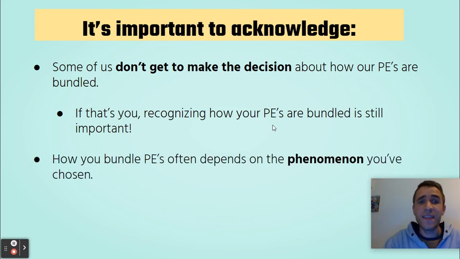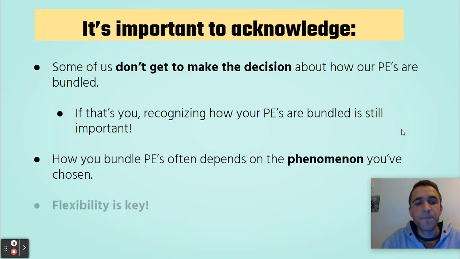Also important to recognize that how you bundle your PEs often depends on the phenomenon you've chosen, right? So some people might even say it's better to choose your phenomenon and then find which PEs would best support that phenomenon, right? Sometimes it can be really difficult to find a phenomenon that crosses domains, and that's also a reality that affects how you bundle your PEs. Flexibility is key here, right?